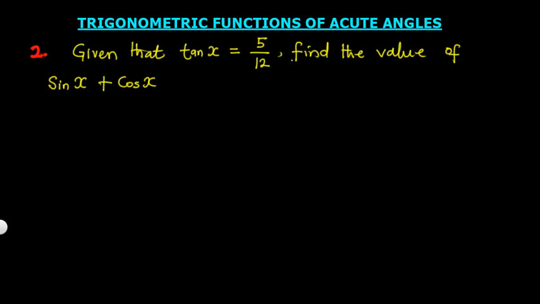This problem says, given that tan x is equal to 5/12, we should find the value of sine x plus cos x. We are interested in finding the value of sine x plus cos x. So to approach this, just as we did in the last question, we sketch a right angle triangle.